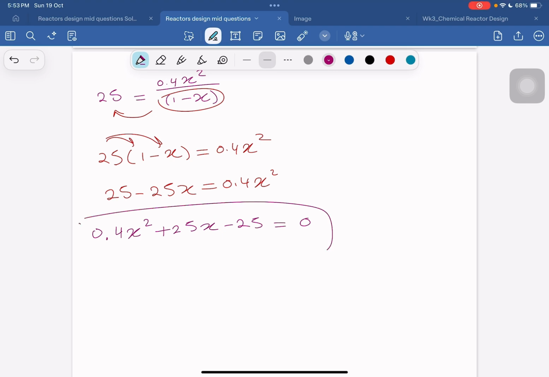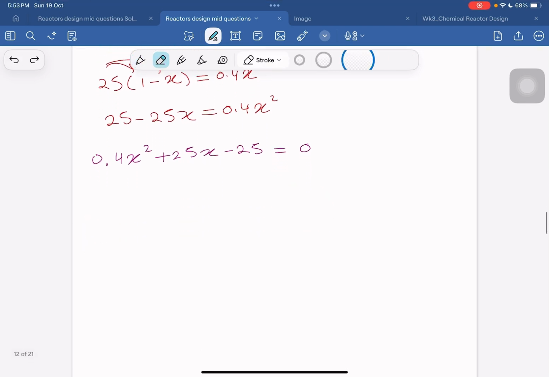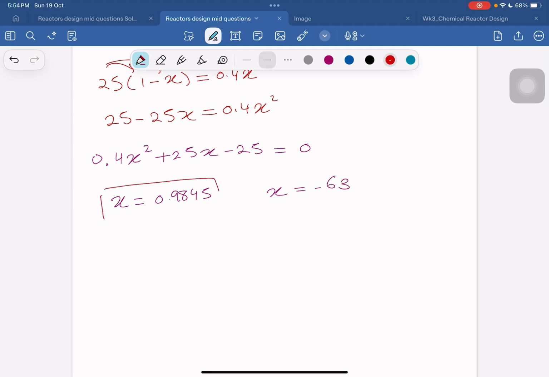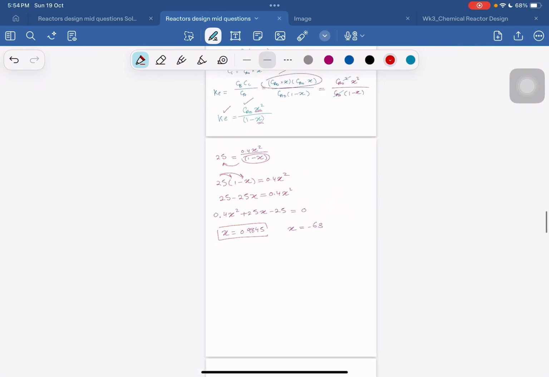We put this expression in the calculator, mod 5 and 3. It gives us two values of x. X is equal to 0.9845 and x is equal to negative 63. Of course we're gonna take this value because x cannot be larger than 1.